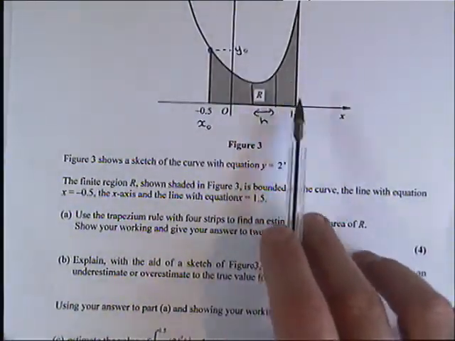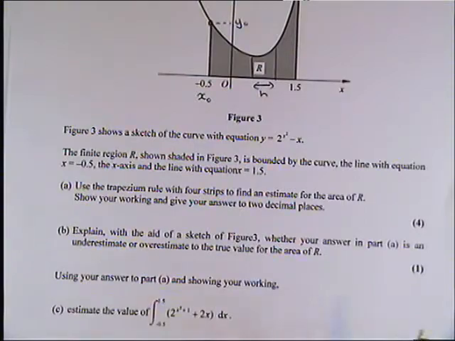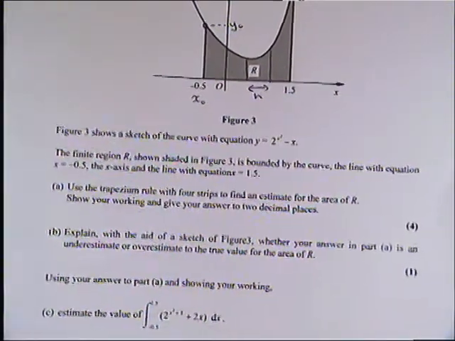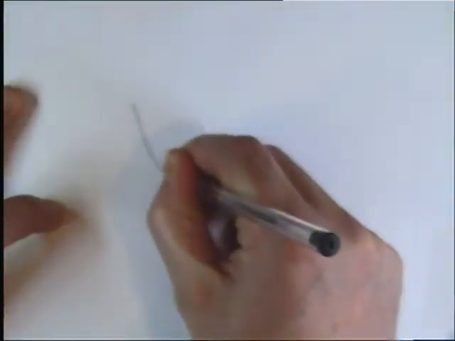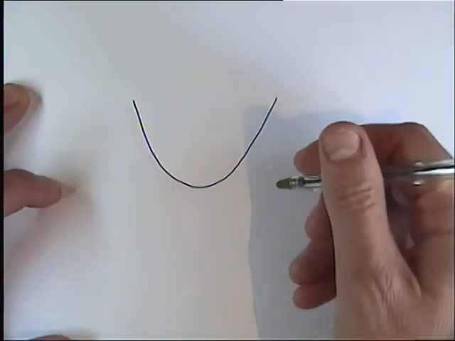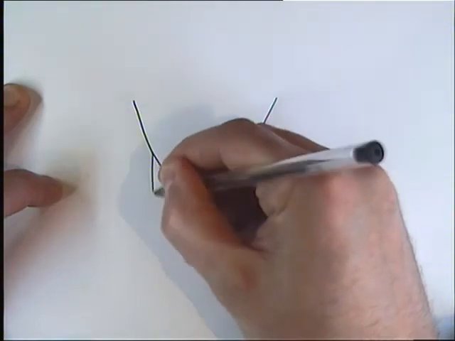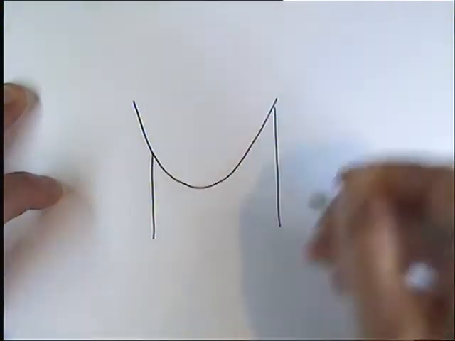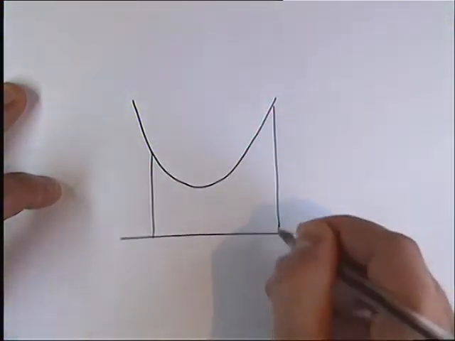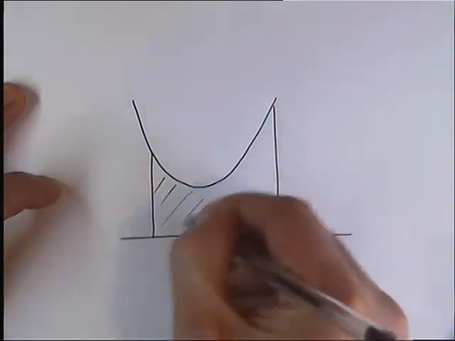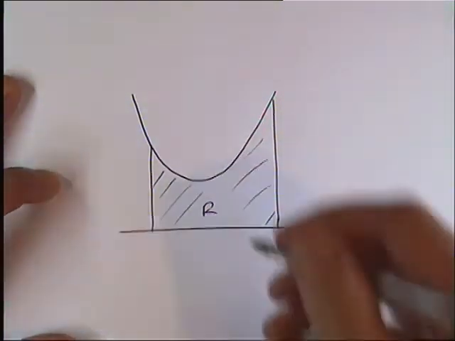Okay, the second part of the question says, explain with the aid of a sketch of figure 3. So figure 3 was this one. Explain with the aid of a sketch of that whether we have got an underestimate or an overestimate for the true value of r. So just really quickly, let's have some sort of approximation of that curve. It's not very good, but okay. And this was r. We had to explain whether we've got an underestimate or an overestimate.